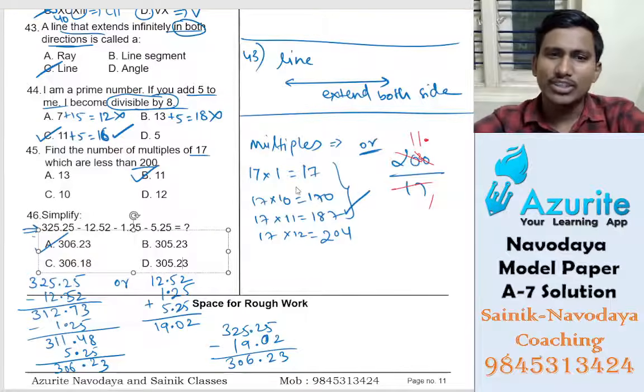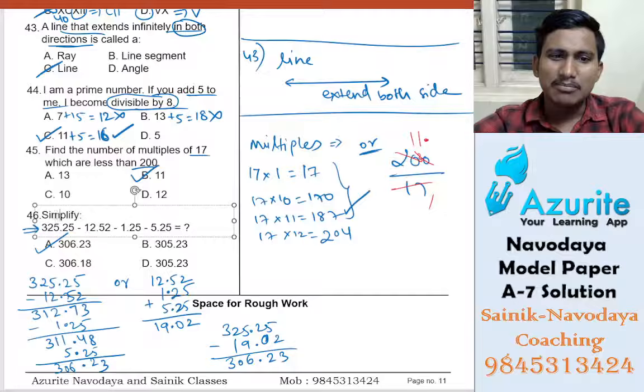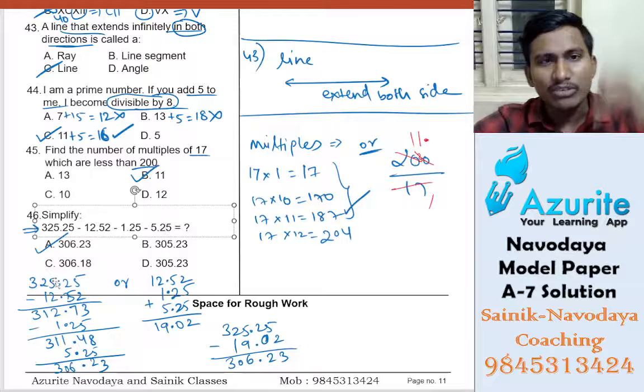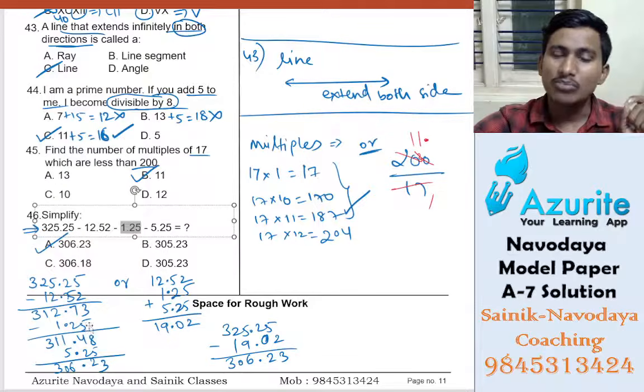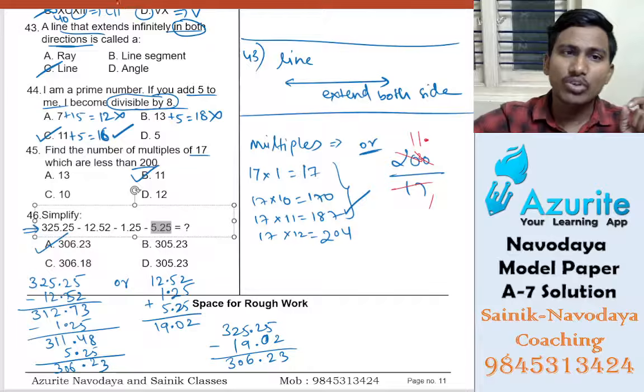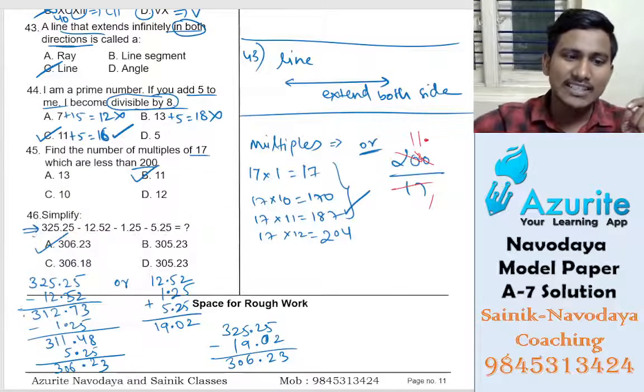So see here students, question 46. What is the question? Simplify this: 325.25 minus 12.52 minus 1.25 minus 5.25. So we can do one by one. 325.25 minus 12.52, if you subtract, you will get 312.73. Next minus 1.25, you will get 311.48. Next minus 5.25. So 311.48 minus 5.25, if you do, you will get how much?